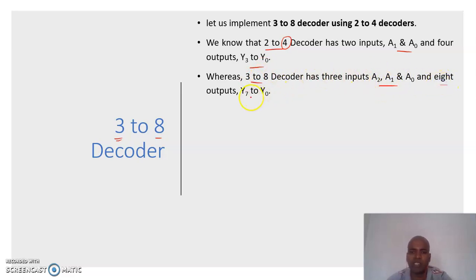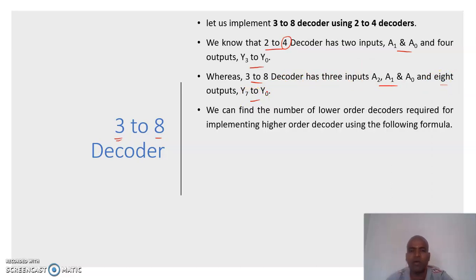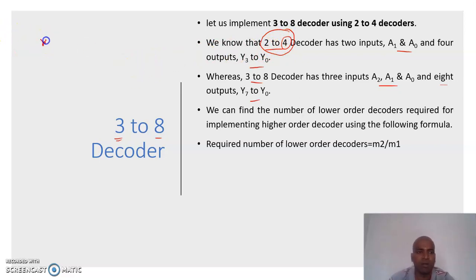It is from Y7 to Y0. Okay, so now we need to find how many 2 to 4 decoders are needed. There will be a formula, and that formula is M2 by M1.